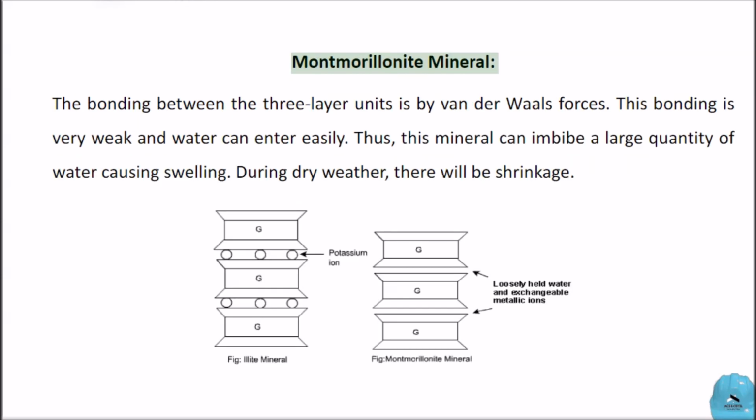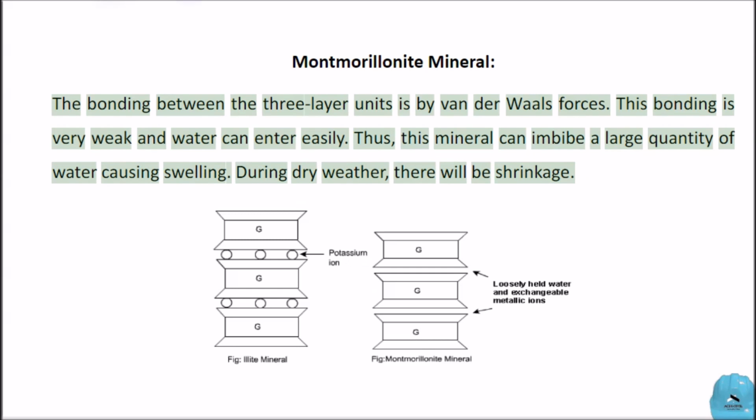Montmorillonite mineral. The bonding between the three-layer units is by van der Waals forces. This bonding is very weak and water can enter easily. Thus, this mineral can imbibe a large quantity of water causing swelling. During dry weather, there will be shrinkage.